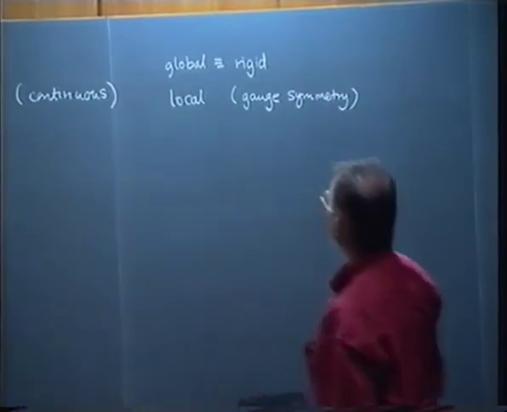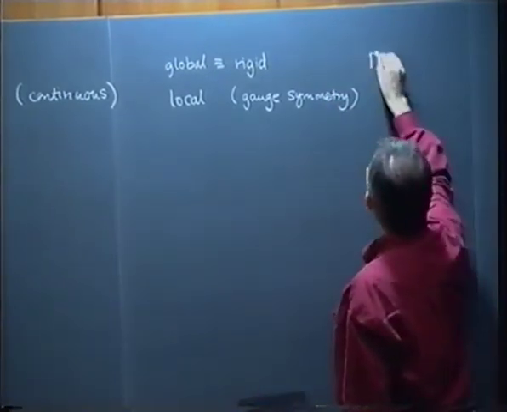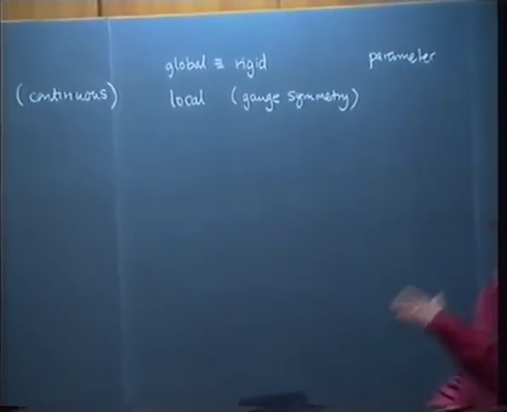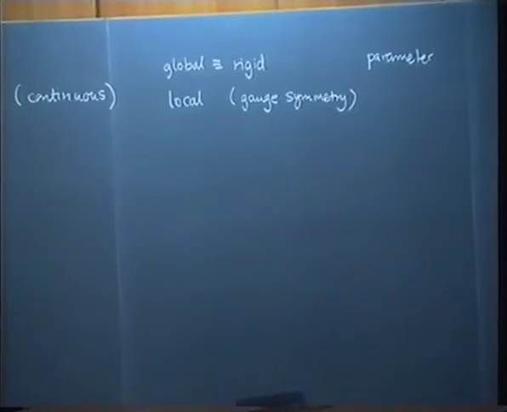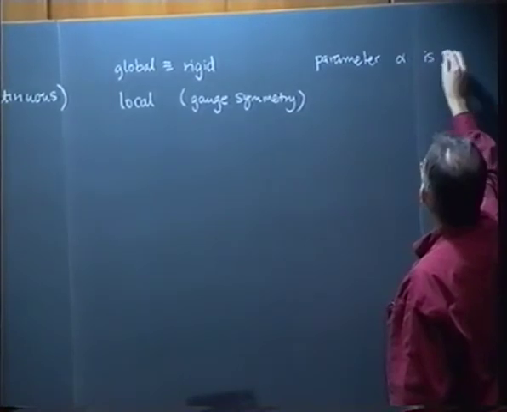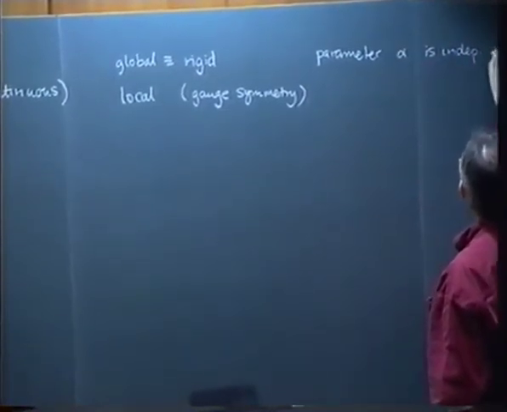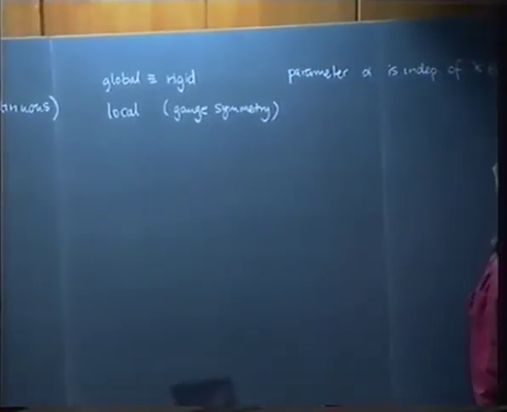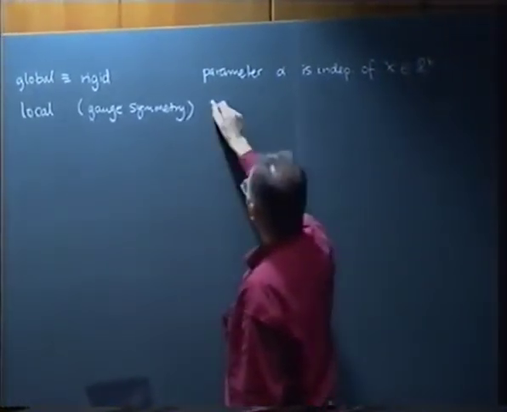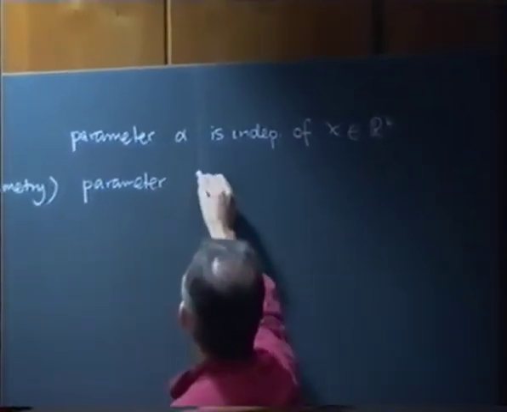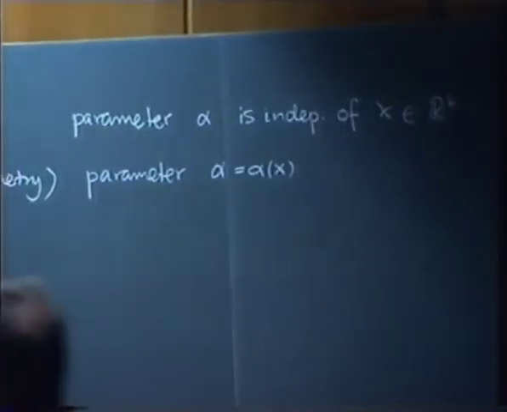So here, if you have a rotation parameter, like an angle of a rotation in isospin space, alpha is independent of x, Minkowski space. And here the parameter alpha depends on the space-time point. So we have these two symmetries.